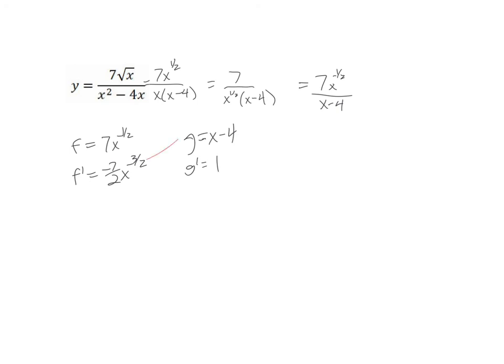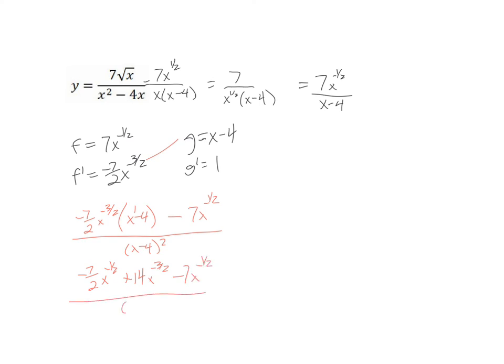Do our quotient rule. Start with those two: negative 7 halves x to the negative 3 halves times x minus 4. Take away the other two, which is just the 7x to the negative half, all over our bottom squared. And if we FOIL out the top, let's do that step. So we'd have negative 7 halves x to the negative 1 half, because the negative 3 halves plus the 1 would give us negative a half. And then FOIL out the second part would give us plus 14x to the negative 3 halves minus 7x to the negative a half, all over our bottom squared still.